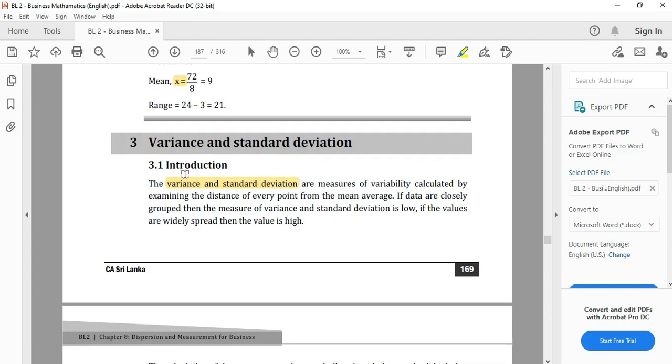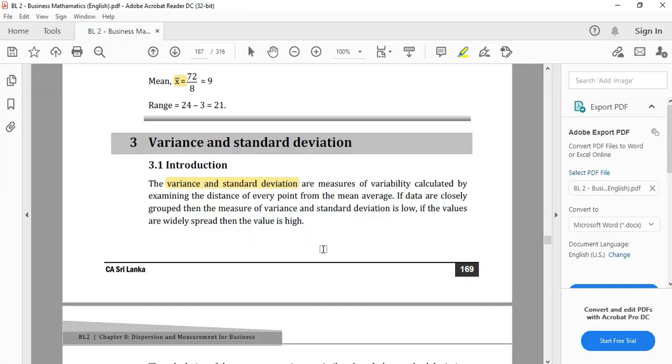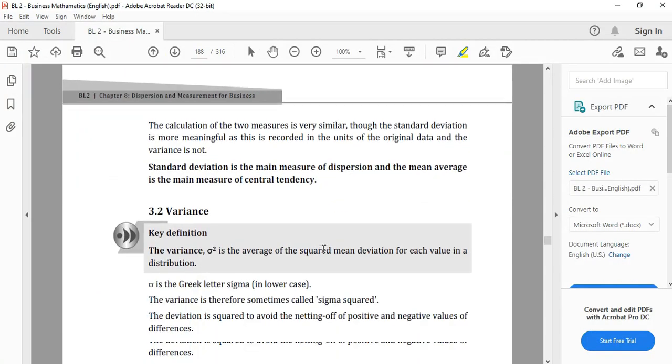So the variance looks at the difference between the average value and the actual value, to see how far the actual value is from the average. So basically they want to see how far the actual value is from the average. Well, let's see how it's calculated.